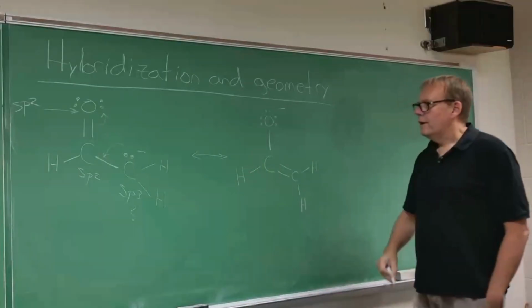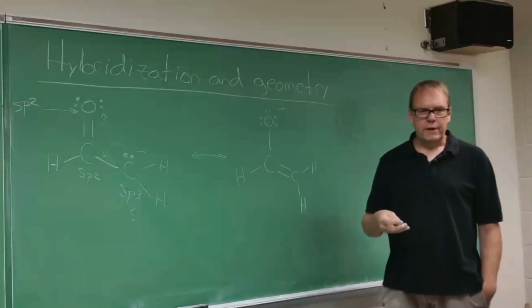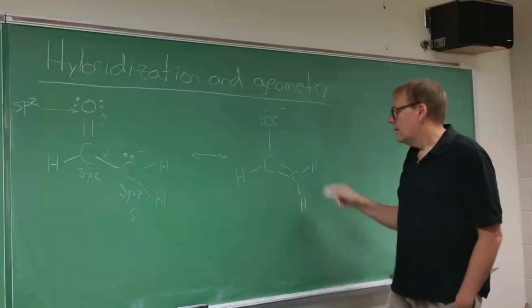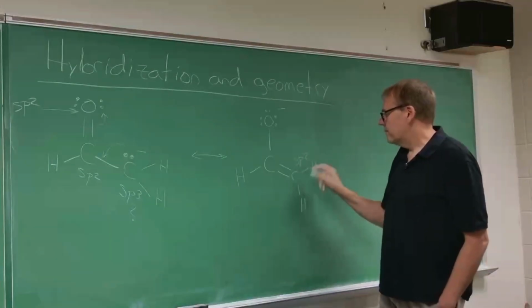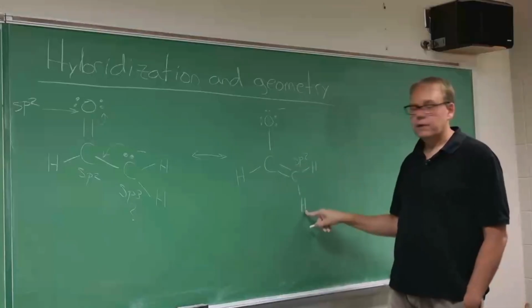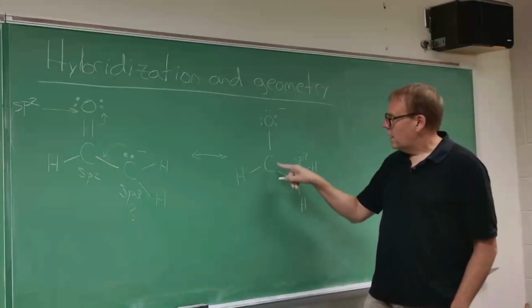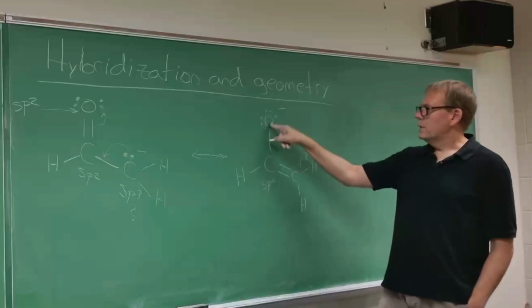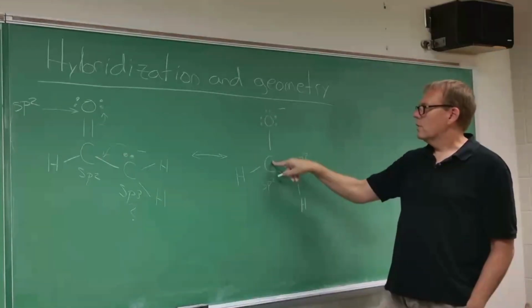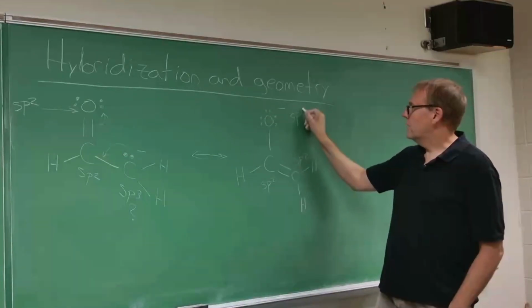And if you did the predicting of what the geometries would be, hybridizations, you'd predict sp2 over here for this carbon because it's clearly got 1, 2, 3 electron groups. And over here, 1, 2, 3 electron groups, sp2. But now you'd look at this one and you'd say, well, 1, 2, 3, 4 electron groups, sp3, right?